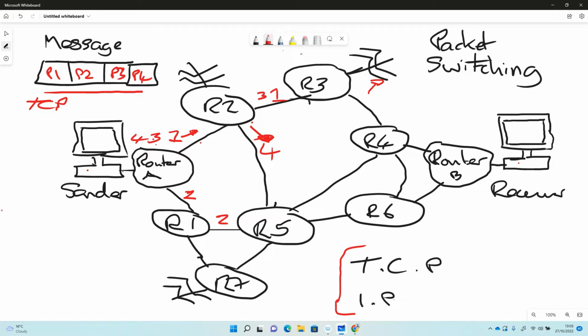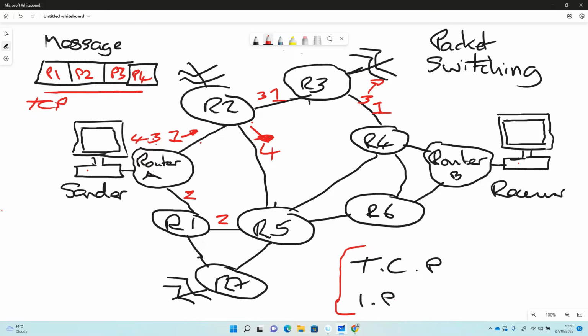Router 3 has got packet 1. Router 3 is connected to other parts of the network, or router 4. So it's going to send it here to router 4. And number 3, because that's the only one it's connected to, it knows where router 4 is in this particular part of the network.